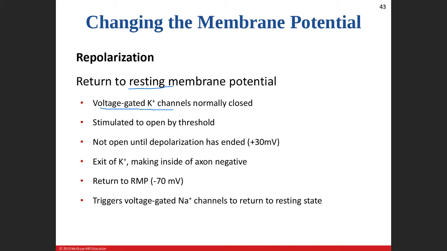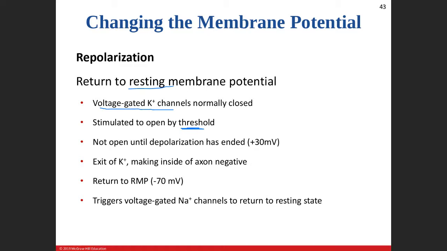If it's enough to open up the gate, we call that the threshold value again. There we are talking about that threshold. So we need enough of a stimulus to open that gate. When it does, that means we've reached its threshold.